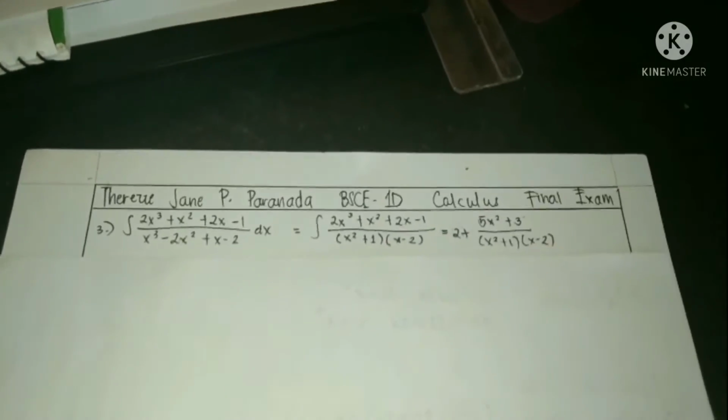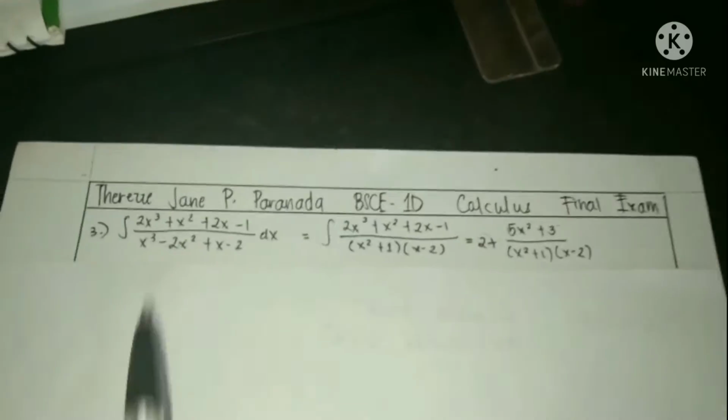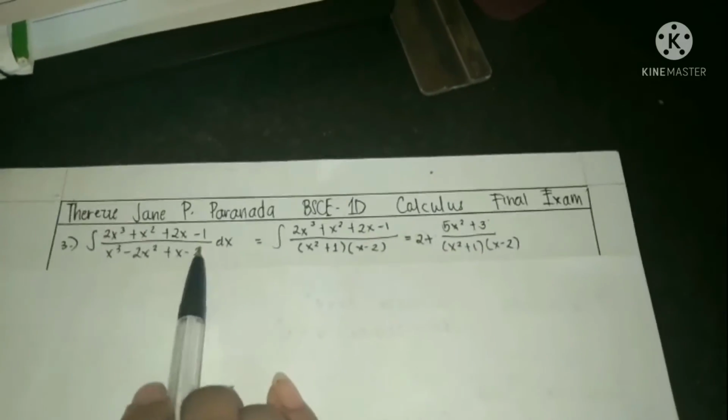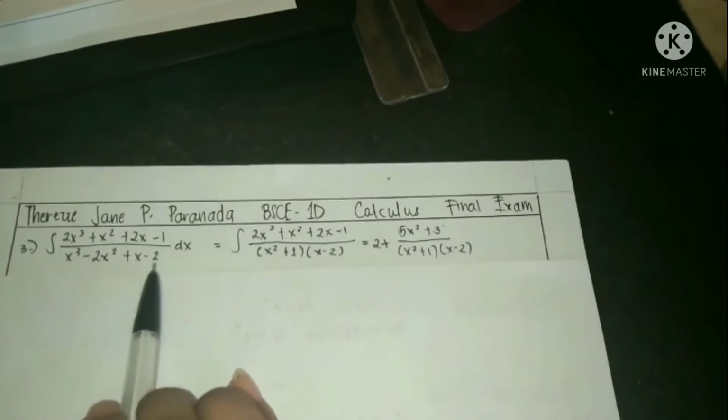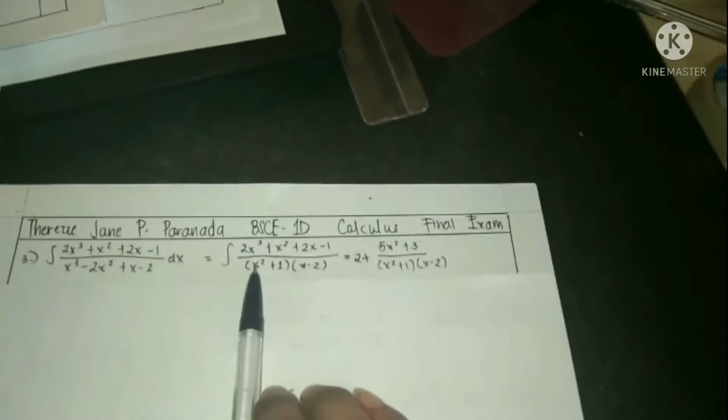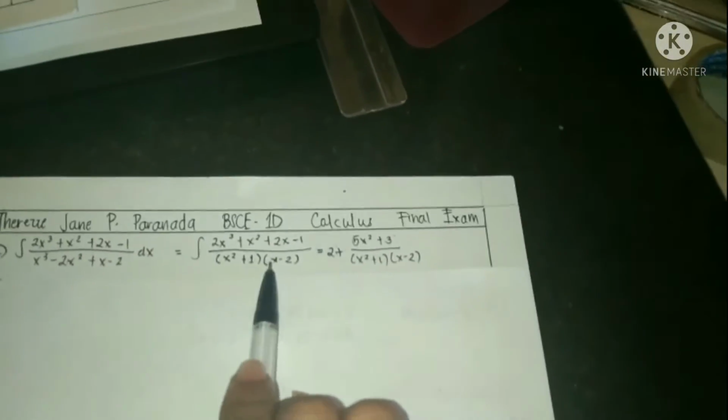So, the third equation that we are going to solve is the integral of 2x cubed plus x squared plus 2x minus 1 over x cubed minus 2x squared plus x minus 2 dx. So, yung unang ginawa ko is, kinuha ko yung factor ng denominator. So, naging x squared plus 1, x minus 2.